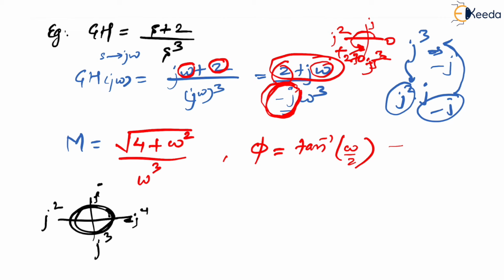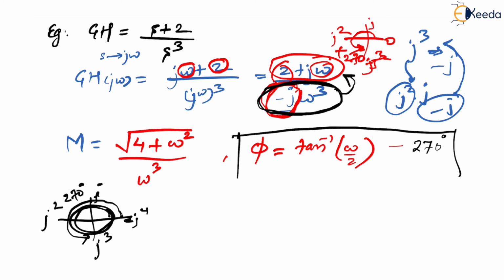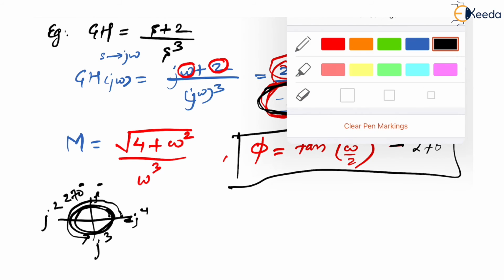So if you think of this j cube, how much angle does it make with the positive real axis? The angle it makes is plus 270 degrees, right? But because it is in the denominator, that angle becomes minus 270 degrees. So here I have to consider minus 270 degrees. These basics have already been taught, right? Now phase phi is going to be tan inverse of omega by 2 minus 270 degrees. Is that correct? Yes.